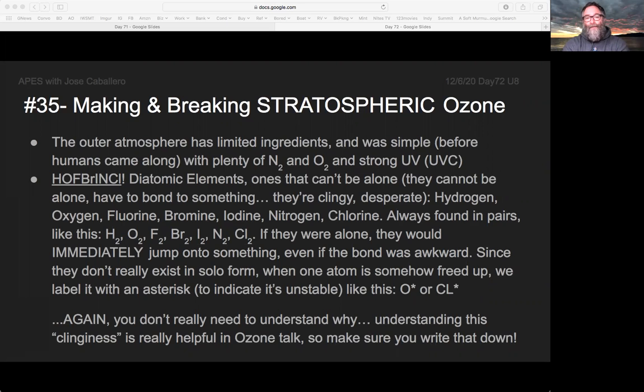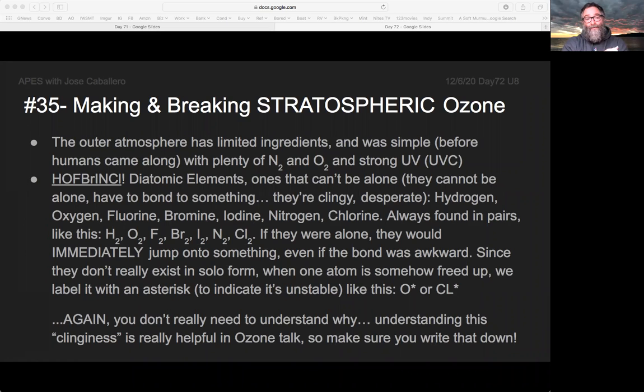And number 35 is one of the more tricky things in our course, and so I'm going to spend a lot of time baby stepping this one, and you're going to need a lot of notes. I'm warning you up front. We're going to make ozone in the stratosphere, and then we're going to break it up. And before we do that, we have to agree on a few basics. Okay, they're on the screen now.